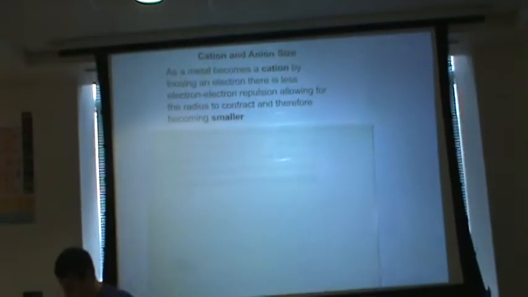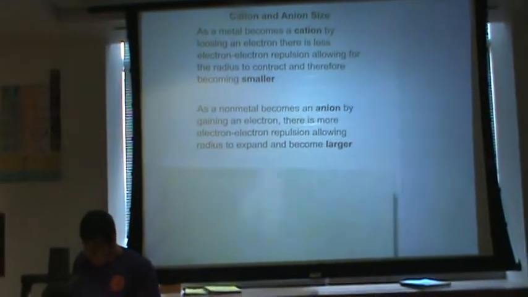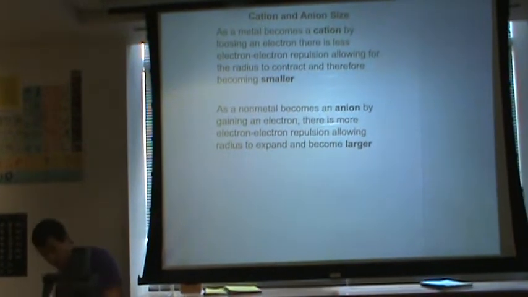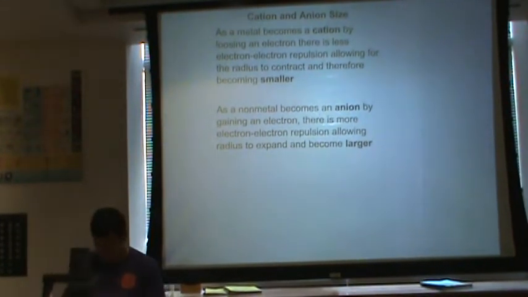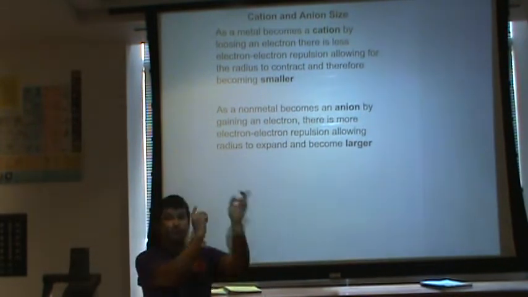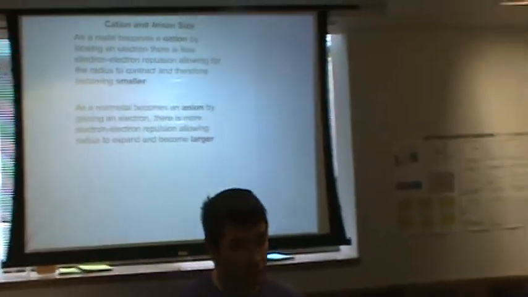The opposite is true for our nonmetals. As a nonmetal becomes an anion, by gaining an electron, there's more electron-electron repulsion, allowing the radius to expand and become larger. So if we go back one more time to our periodic table, let's look at fluorine.